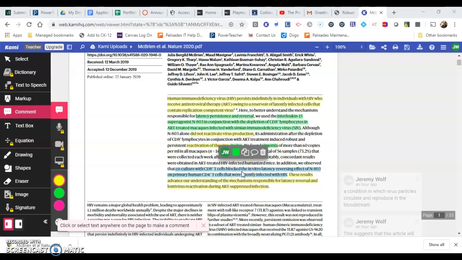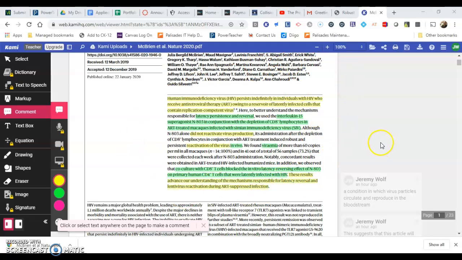Co-culture of CD8 plus T cells blocked the in vitro latency reversing effect of N803 on primary human CD4 plus T cells that were latently infected with HIV. I don't know what that means yet. But the conclusion of this abstract is the results advance our understanding of the mechanisms responsible for latency reversal and lentivirus reactivation during ART-suppressed infection. So that's what I read first.